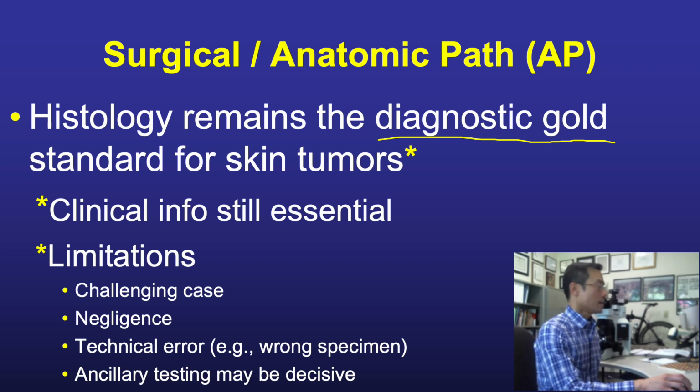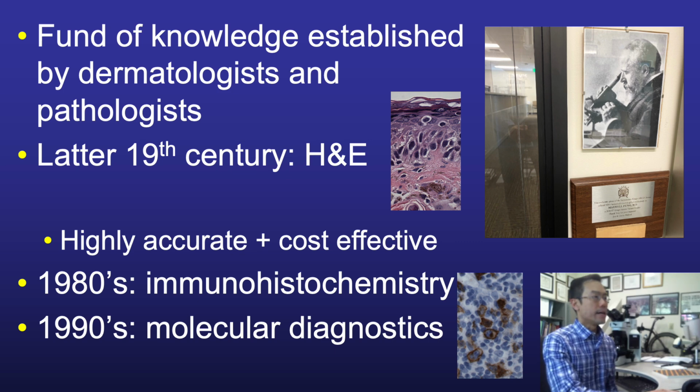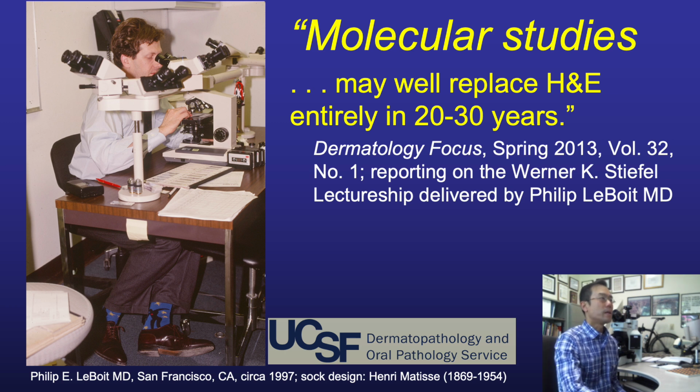Sometimes a technical error could be quite significant, a wrong or a switched specimen. And then finally, we mentioned ancillary diagnostic testing, which can be decisive in certain cases, but typically the decision to test has to be recognized as being indicated based on the H&E. The 1970s and 80s saw rapid adoption of immunohistochemical stains, or IHC, as an ancillary diagnostic test, and in many cases essential for diagnosis. And we're now seeing increasing reliance and availability of molecular diagnostic testing. And molecular studies are playing an increasingly prominent role in the entire field of pathology. It's been said that such studies may even replace H&E entirely within the next few decades.